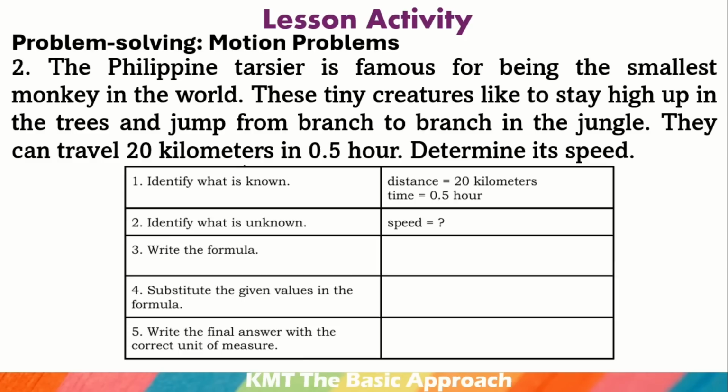Number 3. Write the formula. Good job! Speed equals distance divided by time. Number 4. Substitute the given values in the formula. Correct! Speed equals 20 kilometers divided by 0.5 hour.